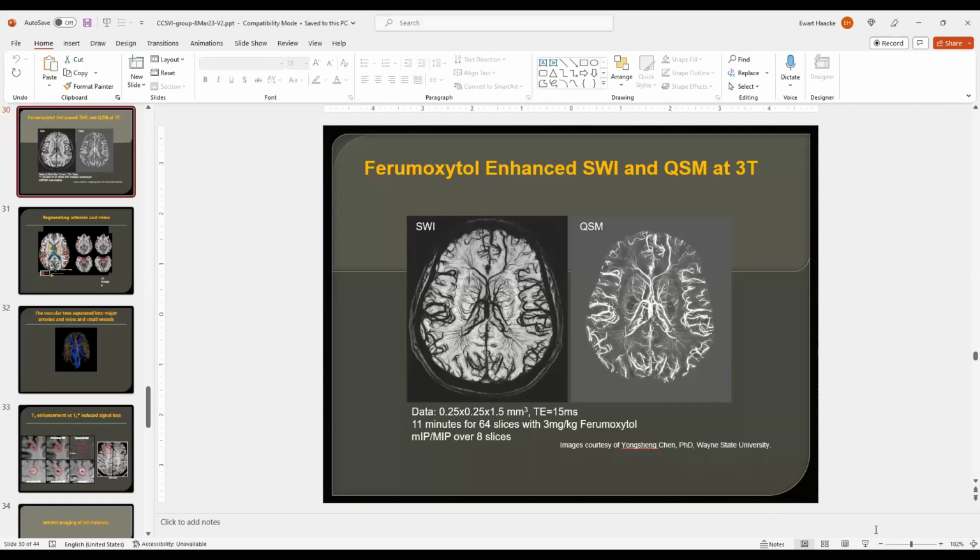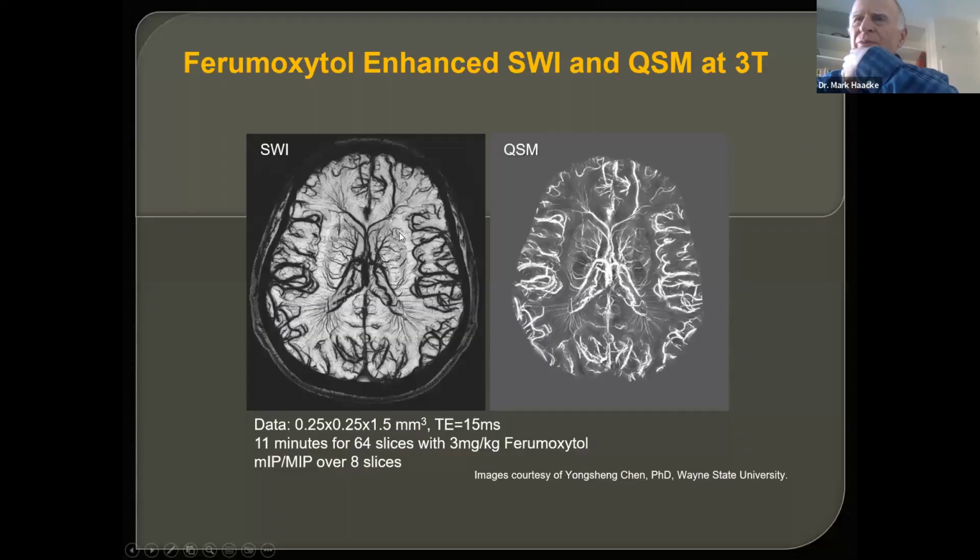And I was just about to tell you that now we can see all the arteries and the veins using SWI. This is pretty amazing. So these are 1.5 millimeter thick. All right. So these are pretty amazing results here. So before, all you saw were the veins. Now you see all the arteries and you see all the vessels inside the deep gray matter.